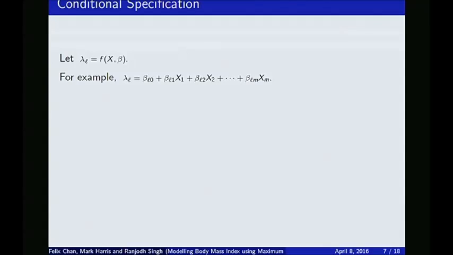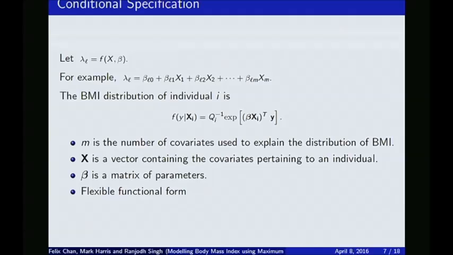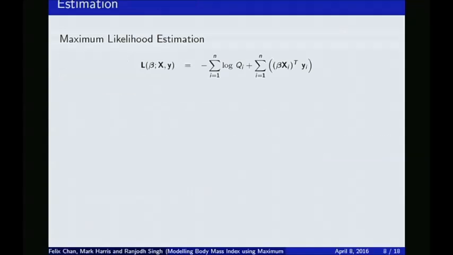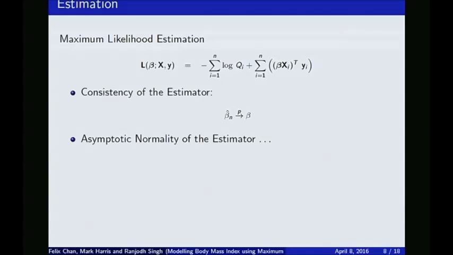So an example here is for each of those lambdas, which depends on a set of covariates, your x, and your beta is your coefficients. So we have a BMI distribution, and all we've done here is write down the density conditional on x, replacing lambda with a linear function of all your explanatory variables. So beta is our matrix of parameters. We still maintain that flexible functional form. Maximum likelihood is a standard technique. We can show that under certain conditions they are consistent, and we have the result for asymptotic normality for the estimator.